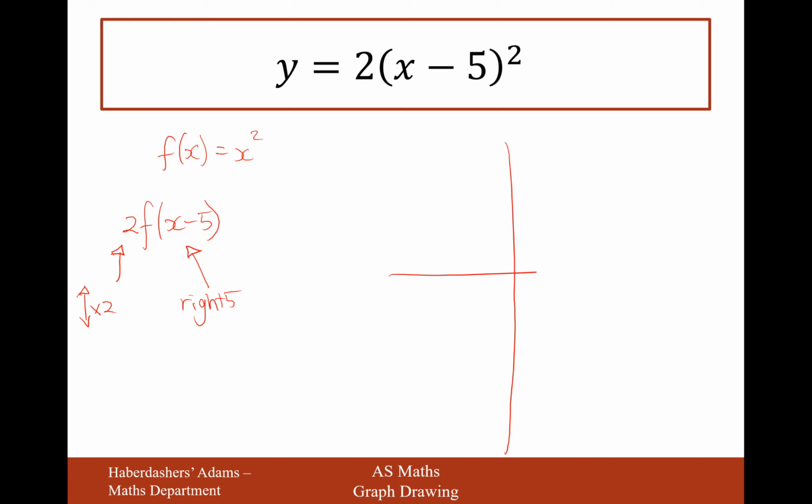So it's stretched from the x-axis, so if you imagine the x squared graph first, it's going to be stretched upwards by a factor of 2 and then moved right by 5. Still touch that axis exactly at 5, 0.